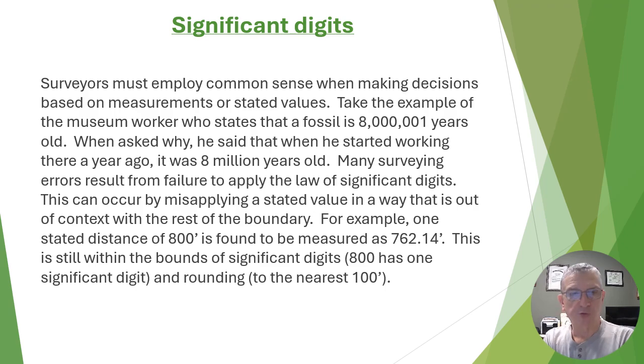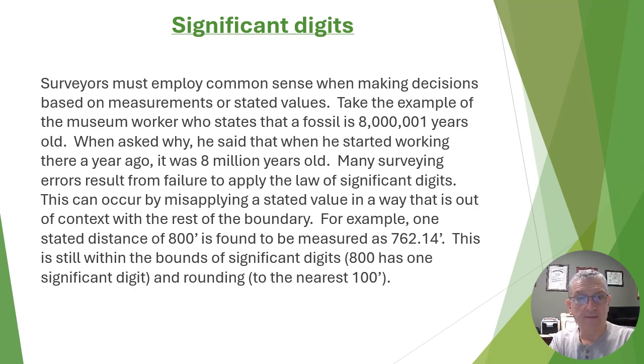Many surveying errors result from failure to apply the law of significant digits. There are just a lot of ways that this is not properly applied, and I would urge you to become familiar with the rule of significant digits and apply it in any surveying scenario. One example I want to give is, let's just say that the deed says 800 feet. Well, that's basically somewhere between 750 and 849.9, because you just have one significant digit, 8. That's a distance stated to the nearest 100 feet.